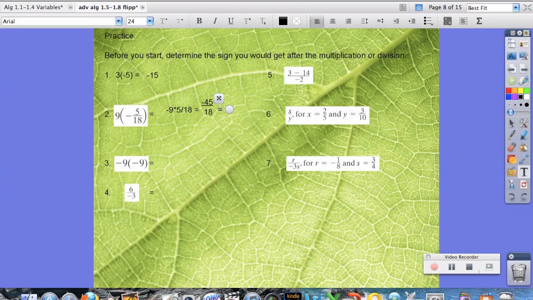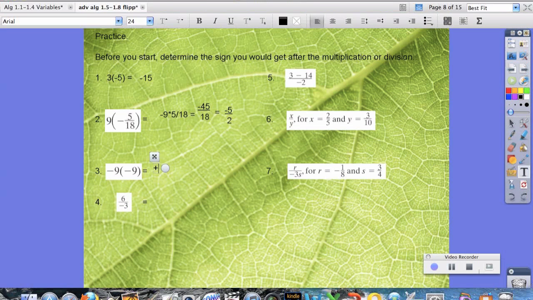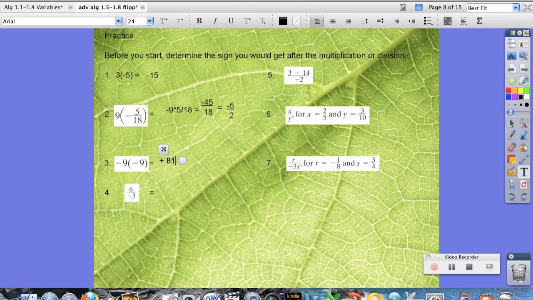Now, you'll have negative 45 divided by 18, so we're going to simplify. And since they both have a 9 in common, your answer is going to turn out to be negative 5 divided by 2. Number 3, negative 9 times negative 9. Notice how the signs are the same, so your answer is going to be a positive, and 9 times 9 is 81. Number 4, same idea, positive divided by a negative is a negative, 6 divided by 3 is 2.